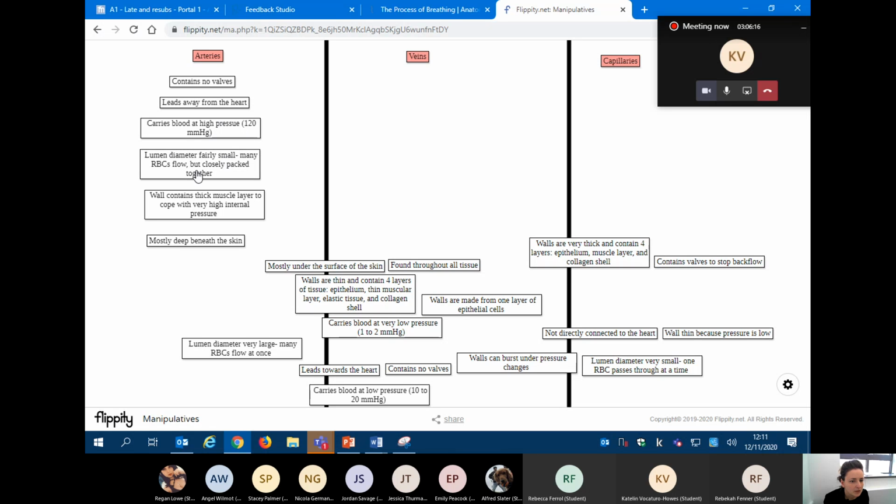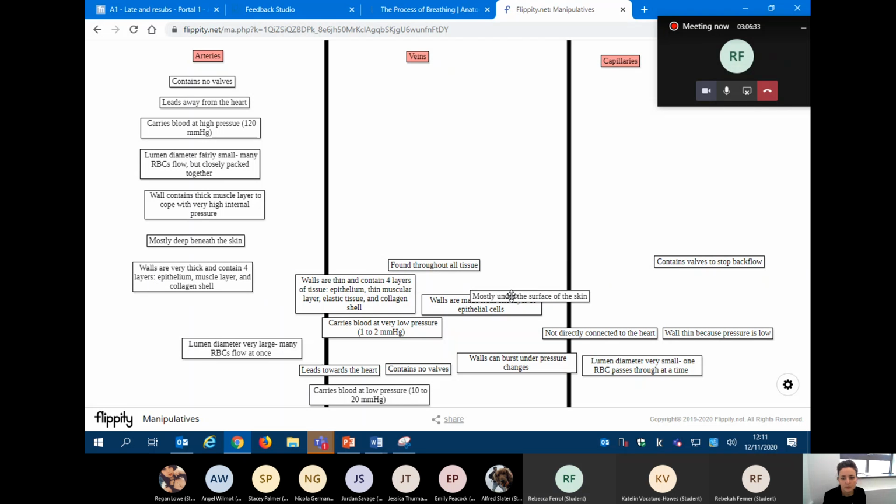So lumen diameter is fairly small. Wall contains thick muscle and mostly deep beneath the skin. Would the walls are very thick and contain 4 layers not be on that one as well? Right, yeah, absolutely right. So there's one we missed out. Well done, well spotted. Okay, guys, so we need a spokesperson again from Teams to talk us through veins. Anybody volunteers? Otherwise, I'll just nominate somebody.